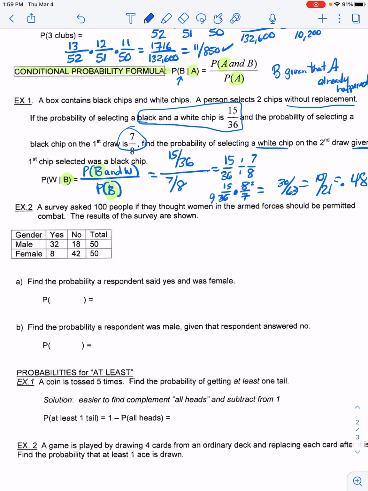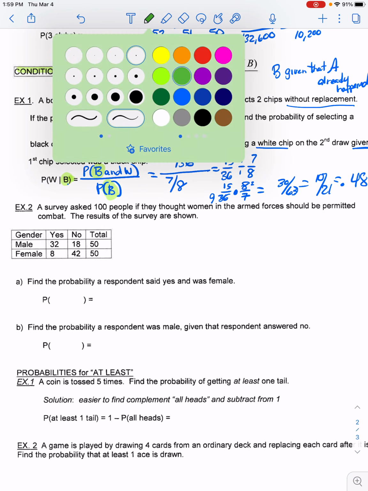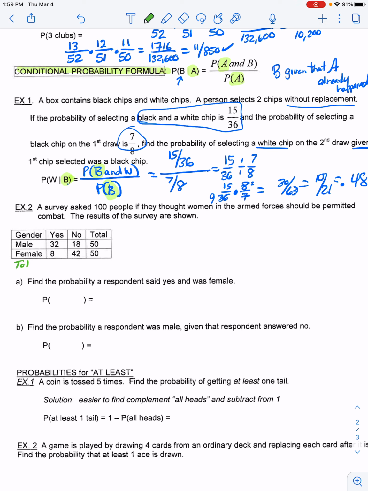All right, so this is conditional example 2. A survey asked 100 people if they thought women in the armed forces should be permitted combat. The results of the survey are shown. Okay, the only thing I noticed here from my notes, I think it'd be good if we added a total to this part of the chart. So we have here a 40, a 60, and then the grand total here in the corner of 100. Okay, I think we might need that, so we'll add that in there.